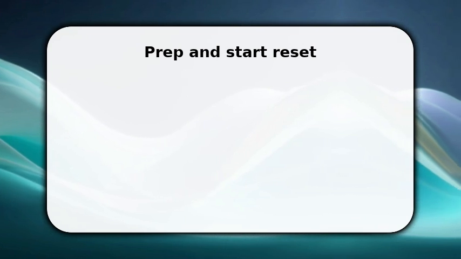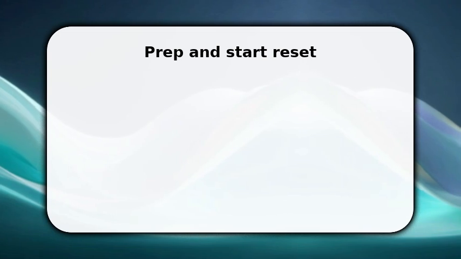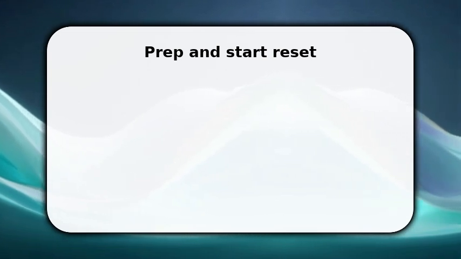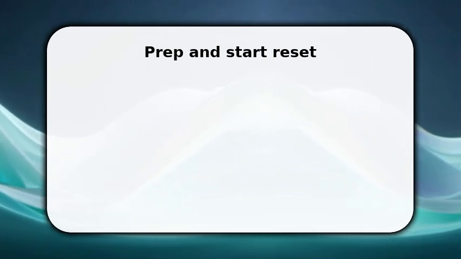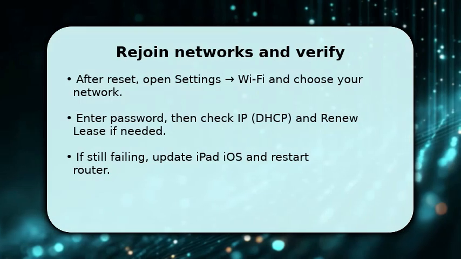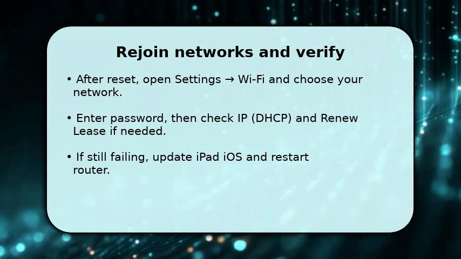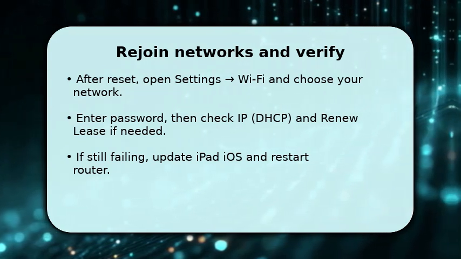This clears saved Wi-Fi networks, Bluetooth pairings, and VPNs so the system can rebuild fresh connections. Do this because corrupted network settings are the most common cause of persistent Wi-Fi failures. Once the reset finishes, go to Settings and tap Wi-Fi to rejoin your network. You must re-enter the password because everything was removed.